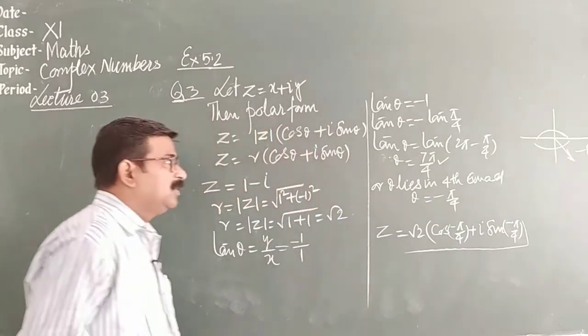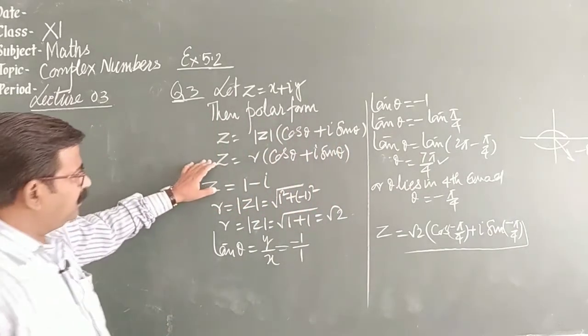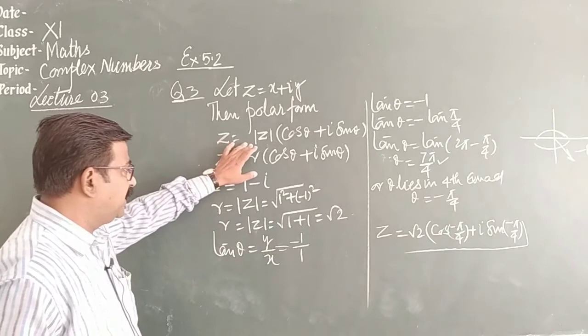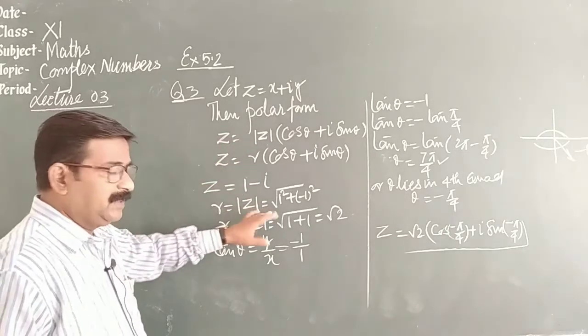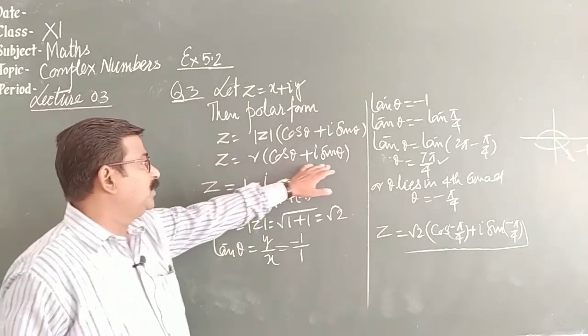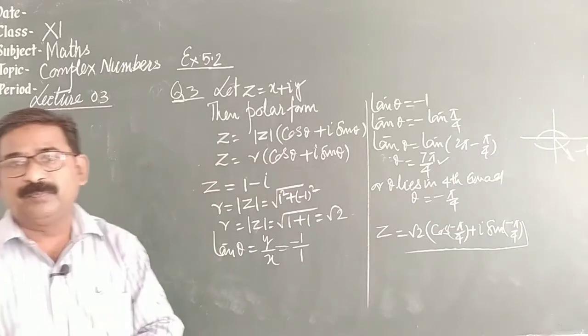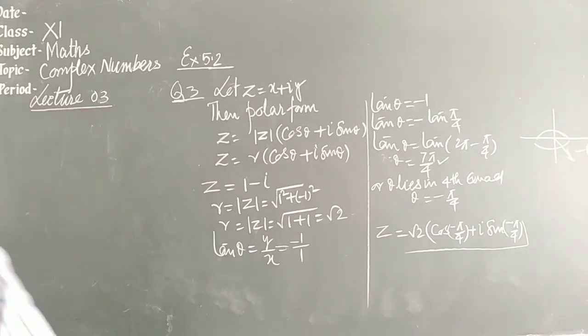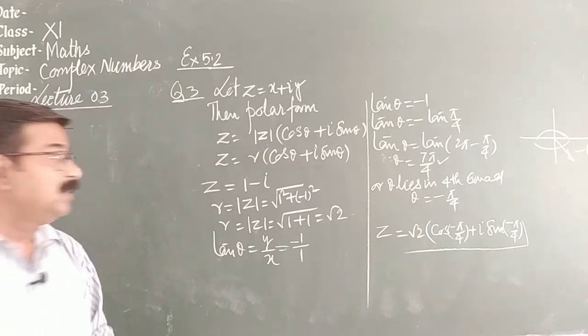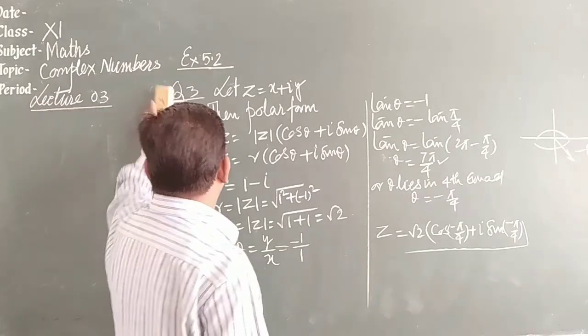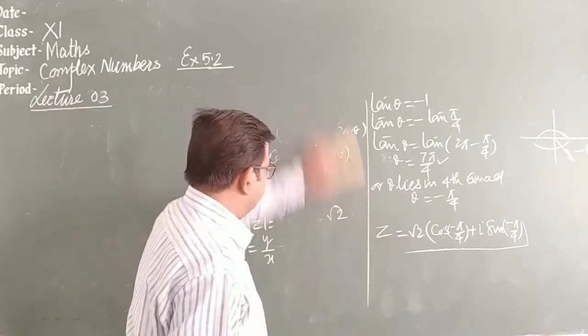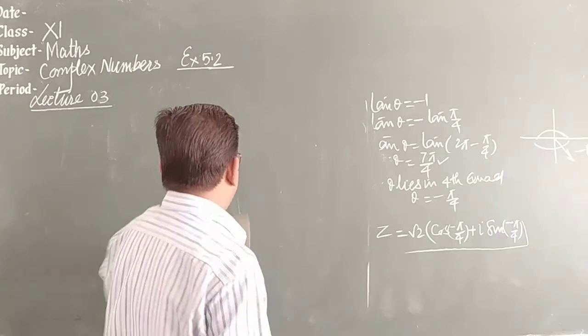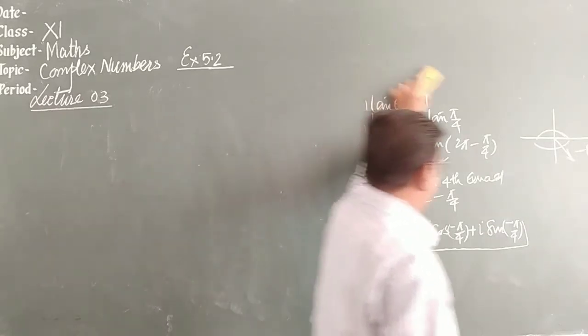So this is not new. We are finding z, modulus of z, we are finding tan theta. Simply we have to put the value in this equation, that is the polar form. But this year polar form is not to be taught in this session only. CBSE has reduced this syllabus.